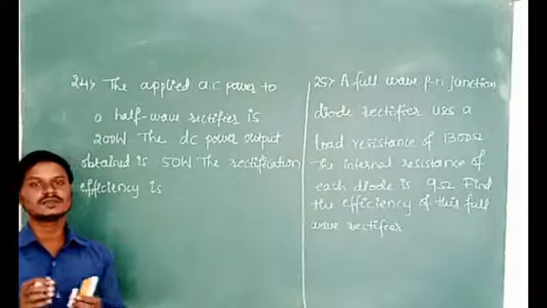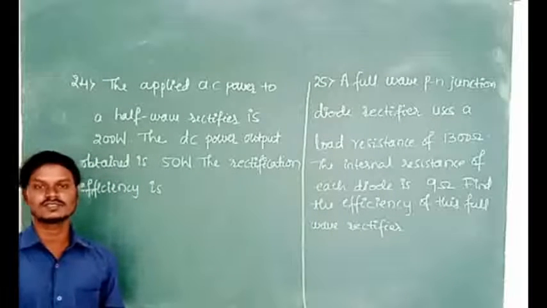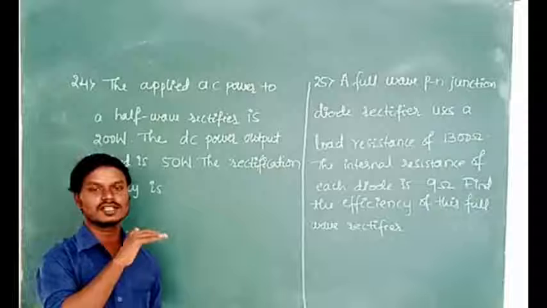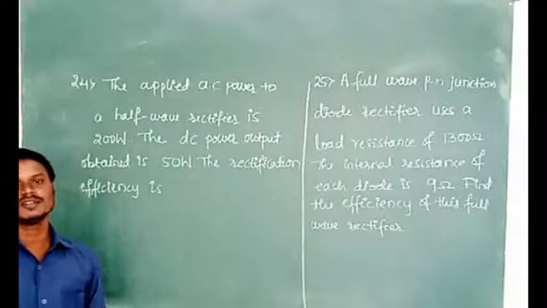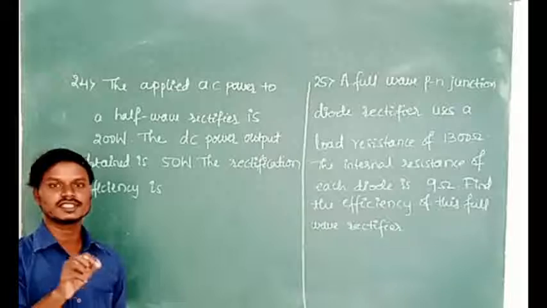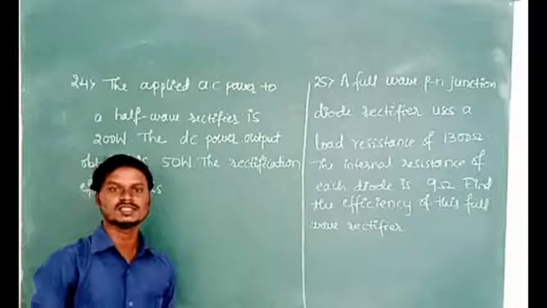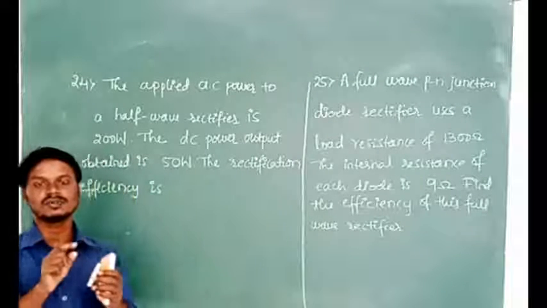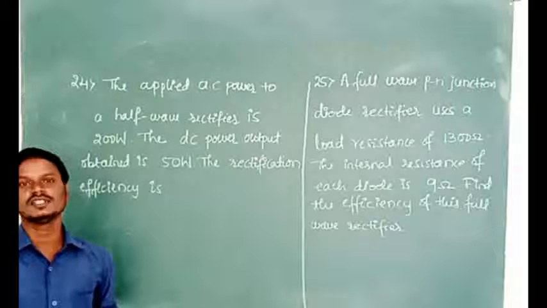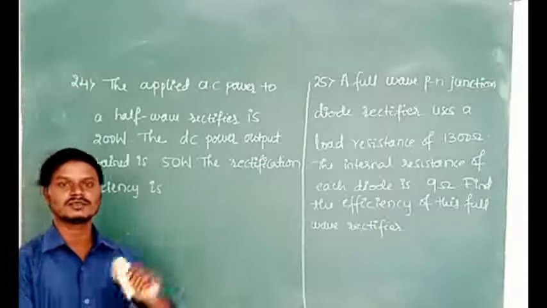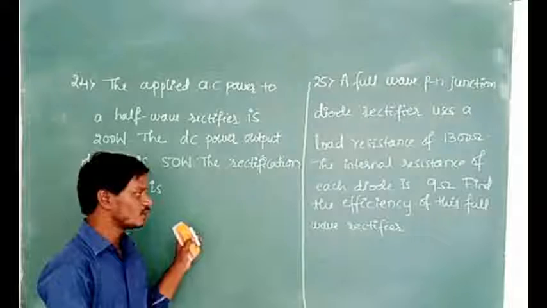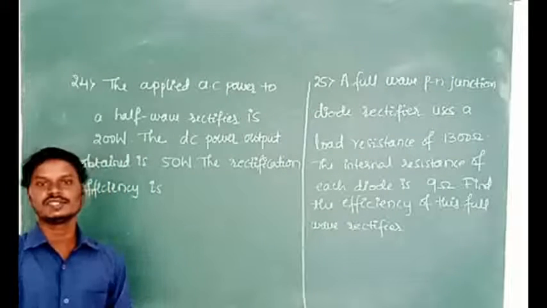Then how many types of rectifier are there? Two types: half wave rectifier and full wave rectifier. What do we mean by half wave rectifier? In the half wave rectifier, we use only one PN junction diode, and it rectifies only one half cycle of the alternating current. That may be the positive half cycle or the negative half cycle. That is called a half wave rectifier.